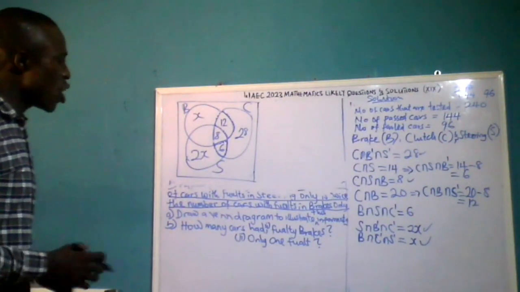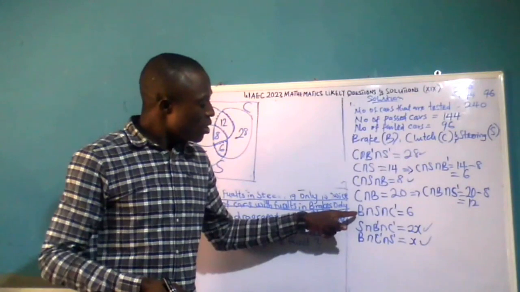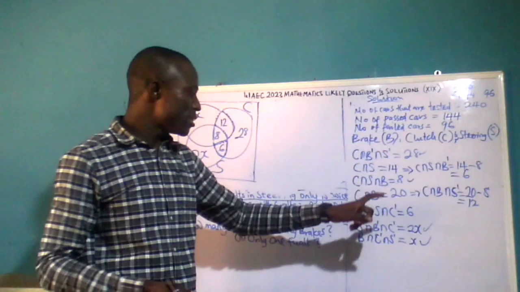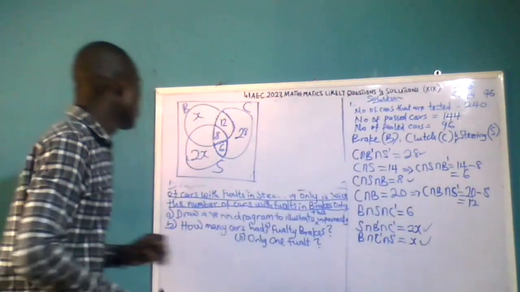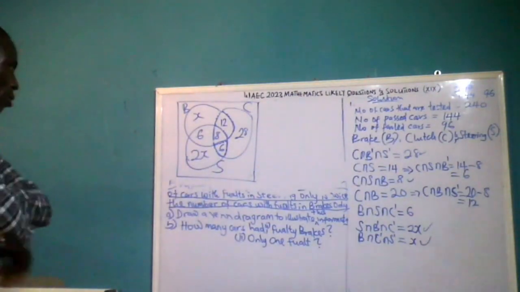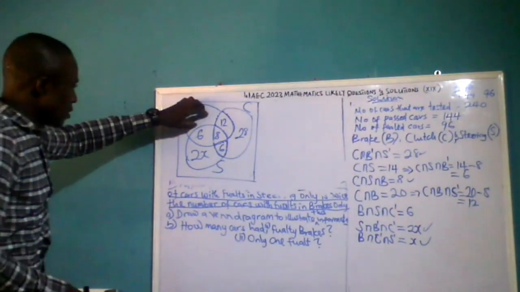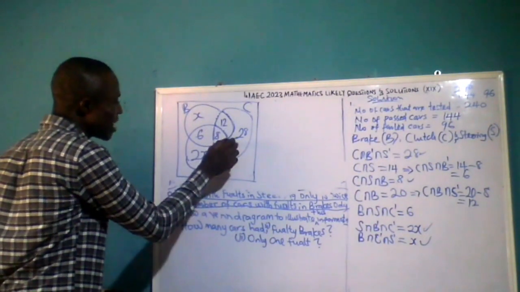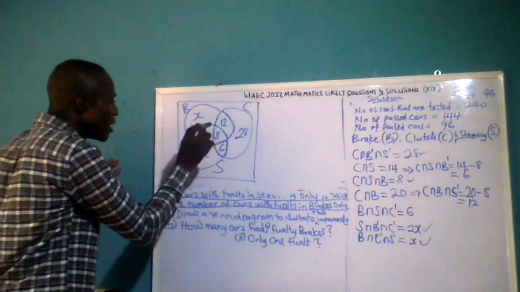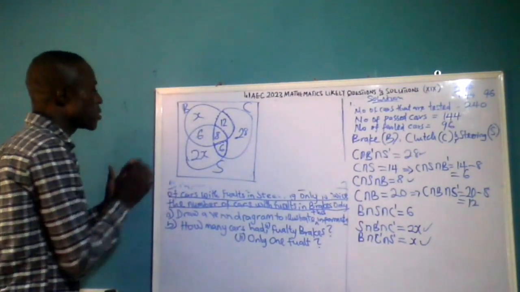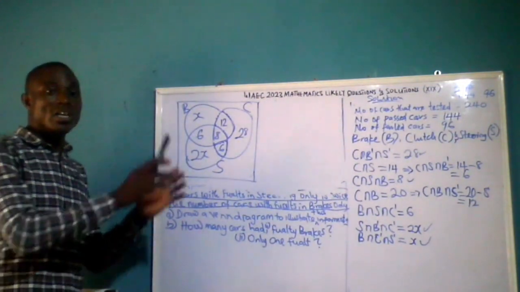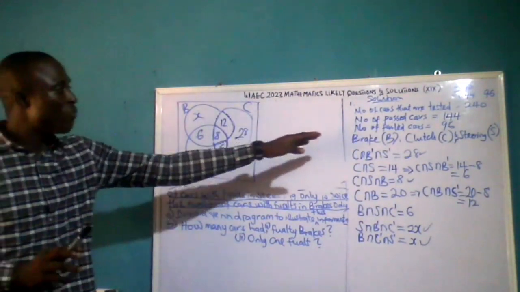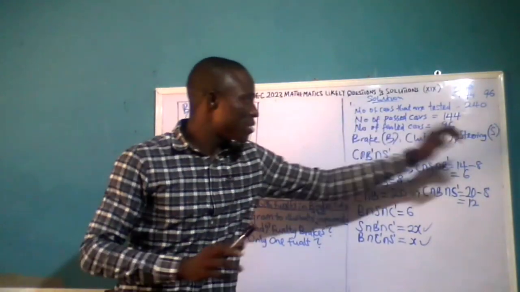Now, we are also given that the region of cars having faults in brake and steering only is equal to 6. So we have these numbers of cars in this region. We have 12 cars in this region, 28 cars in this region, 6 cars in this region, 8 cars in this region, 6 cars in this region, and 2x cars in this region, depending on the number of faults or the kind of faults they have among the 3 faults: brake, clutch, and steering.